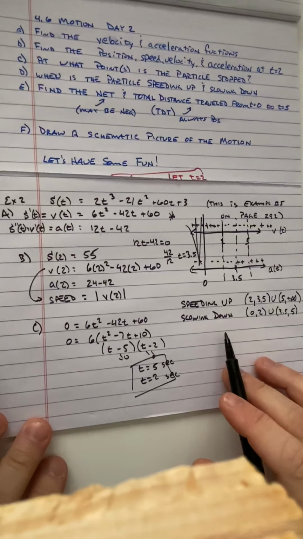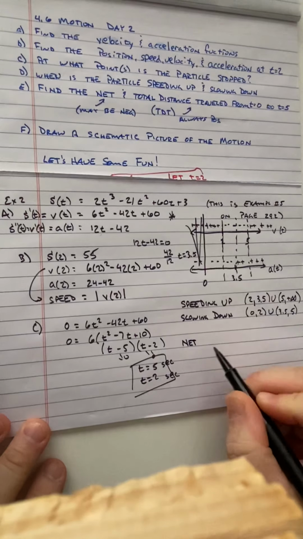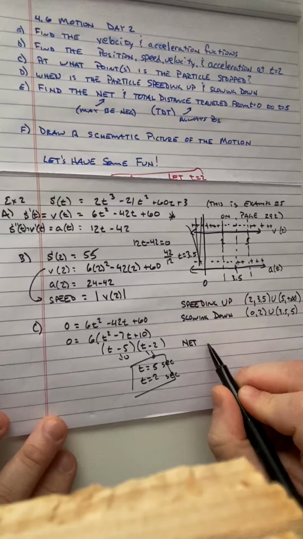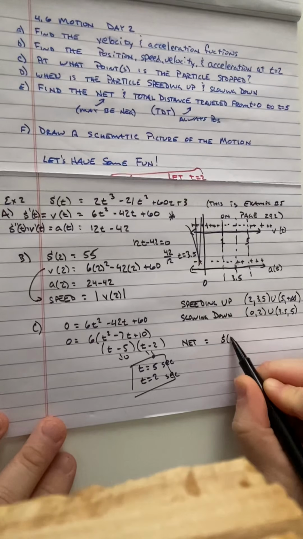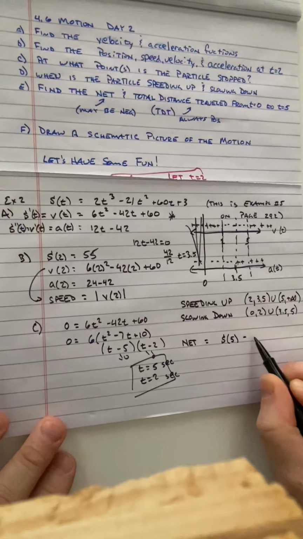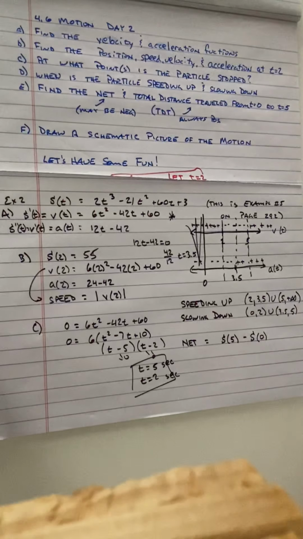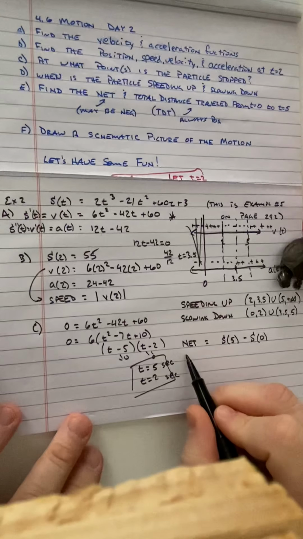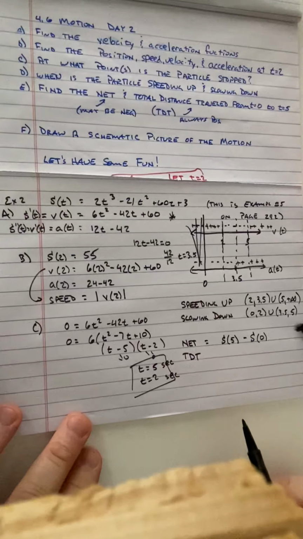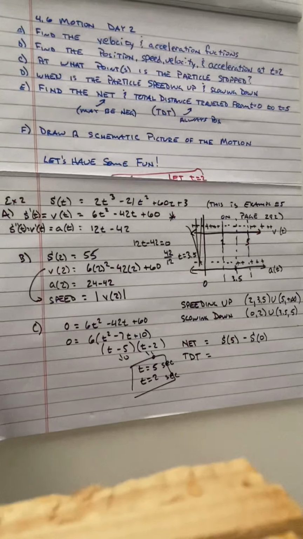Next question, part E. Find the net and total distance traveled. So to find the net distance traveled from 0 to 5, all we have to do is figure out where this particle is at the end of the experiment and subtract where this particle was at the beginning of this experiment, and that's the net distance. Sometimes it makes a round trip. The total distance traveled is, we got to figure out how far we went left and figure out how far we went right.